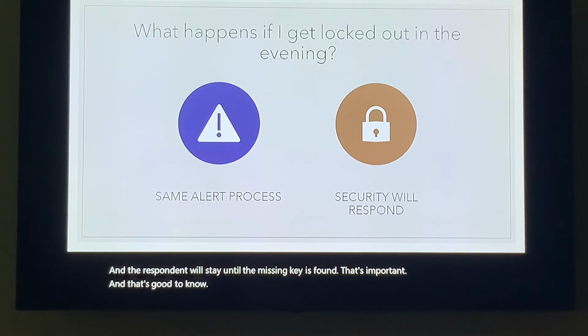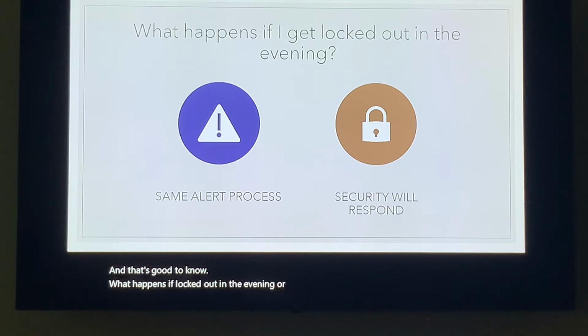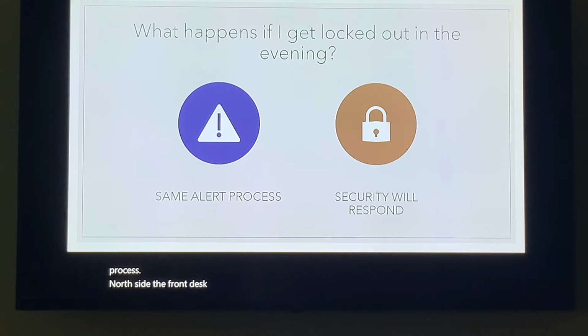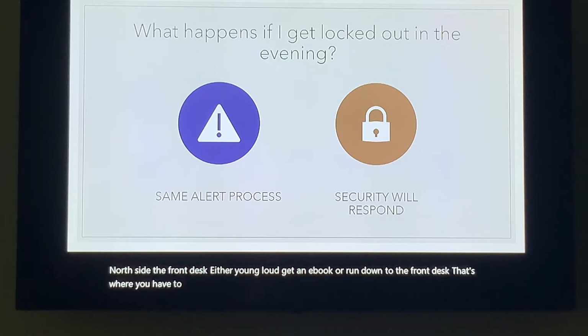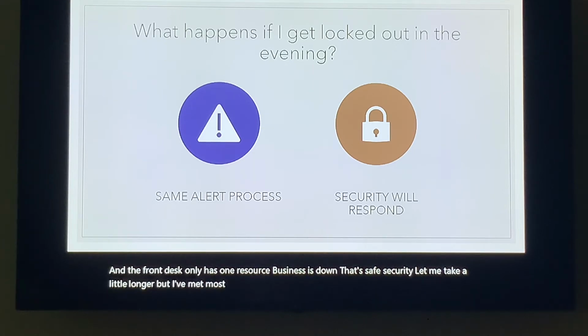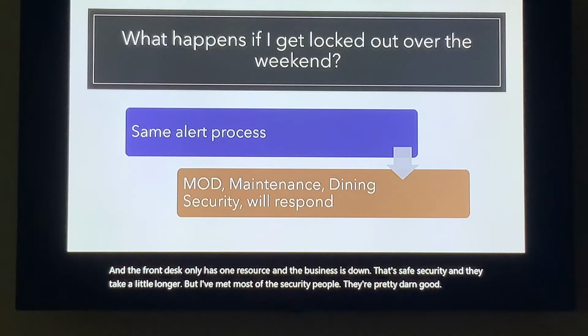What happens if locked out in the evening or when the business is closed? Same alert process. Notify the front desk. Either yell loud, get a neighbor, or run down to the front desk. But that's where you have to start. And the front desk only has one resource when the business is down. That's security. It may take a little longer, but I've met most of the security people. They're pretty darn good. And the same thing on the weekend.